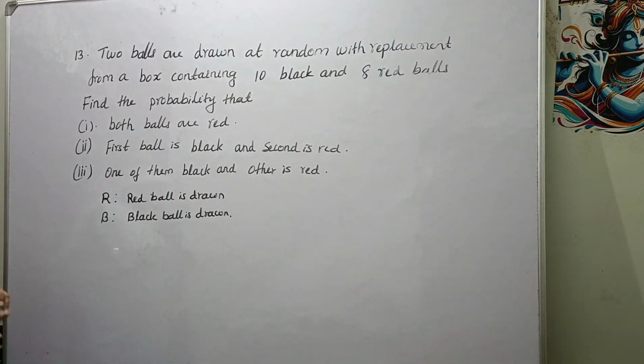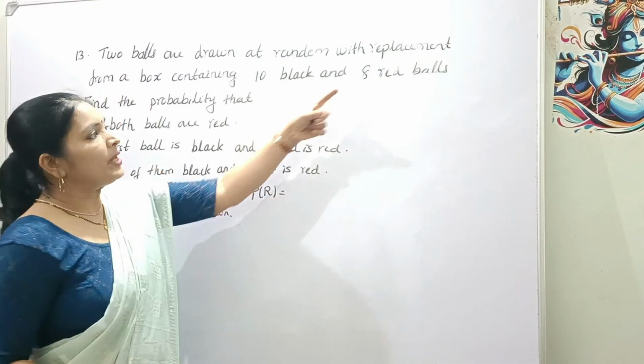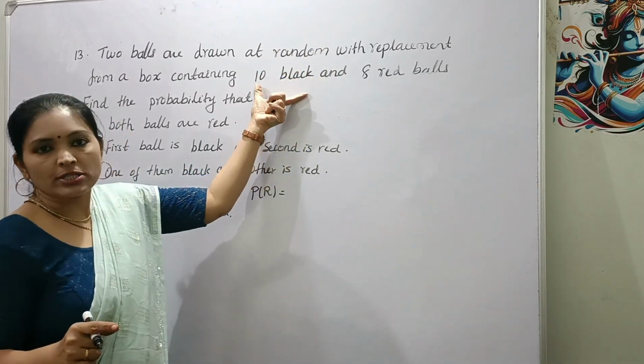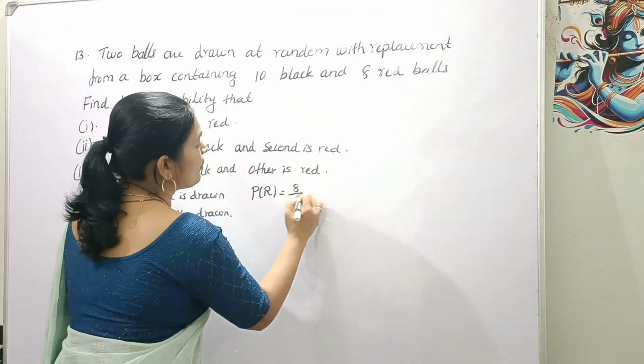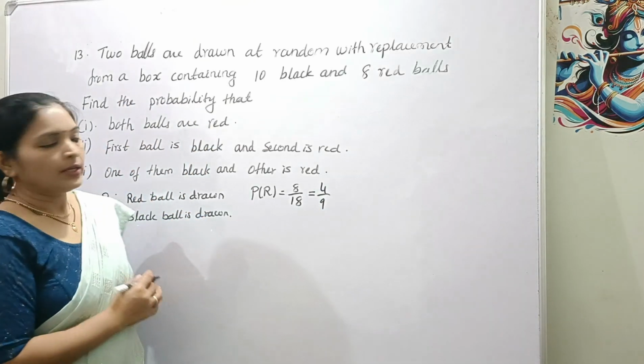Okay. Now here, what is the probability of R? Probability of R, how many red balls? 8 red balls out of 18 balls. Therefore, 8 divided by 18 is equal to 4 by 9.